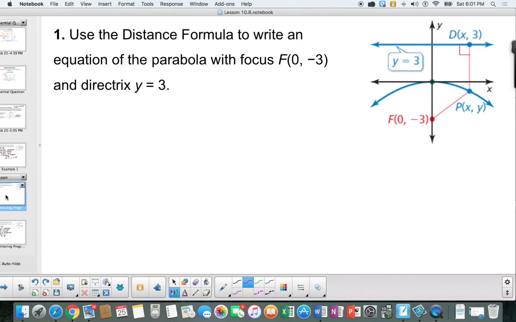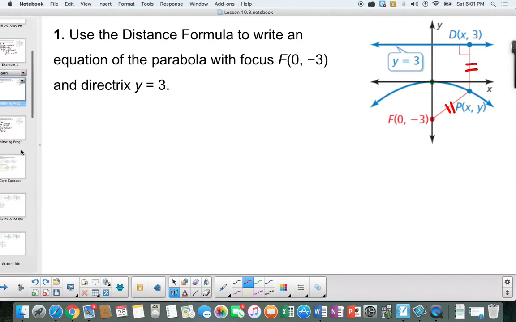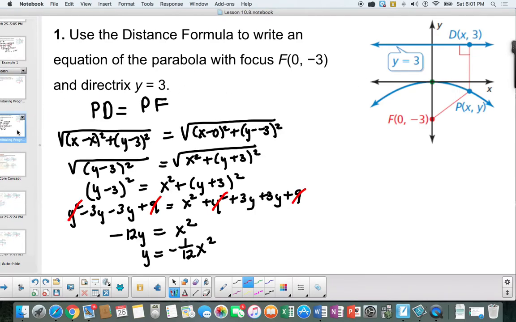Okay, your turn. I want you to find this distance and set it equal to this distance. Stop the screencast and see what you can do. And here's the answer. Again, take the square root and simplify, and then hopefully you square both sides and then expand, subtract things that are the same, and you get this x squared. Take all the y's to the other side, negative 12y, so y is equal to negative 1/12 x squared.